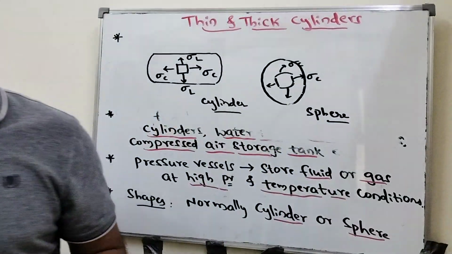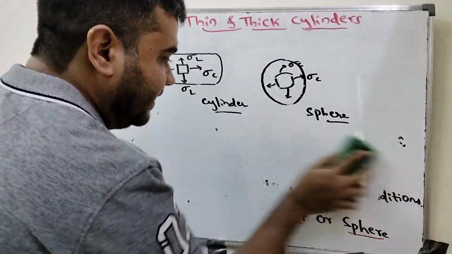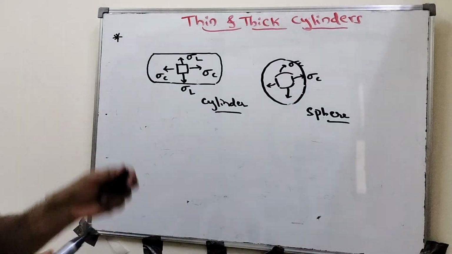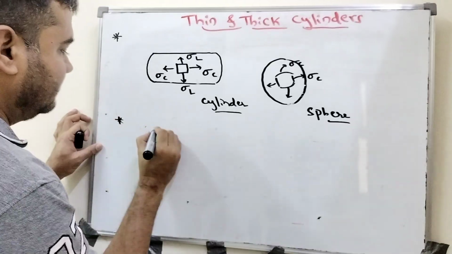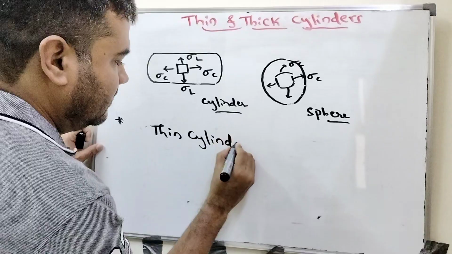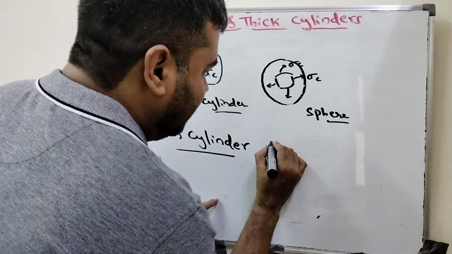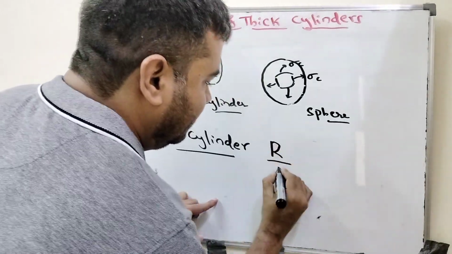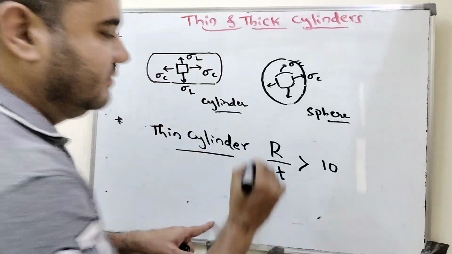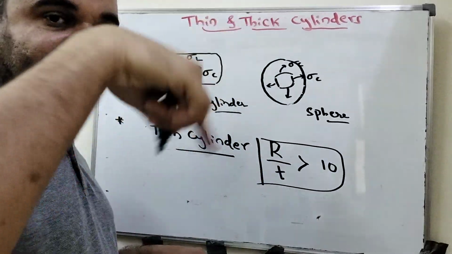So now we will go to the next condition. What do you mean by thin cylinders and thick cylinders? First I'll go through what we mean by a thin cylinder. Just I will write, if R divided by t is greater than 10, this is the condition. For example, R is the inner radius of the cylinder.